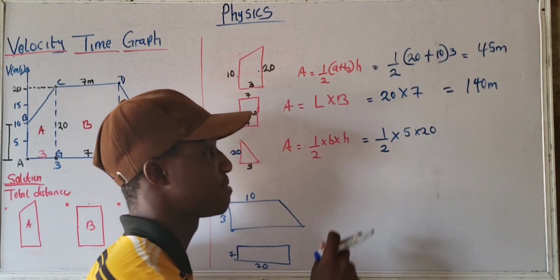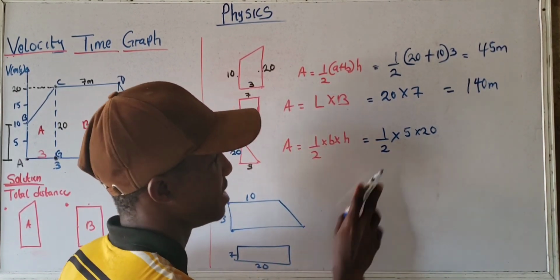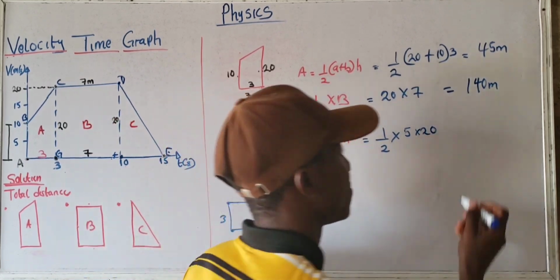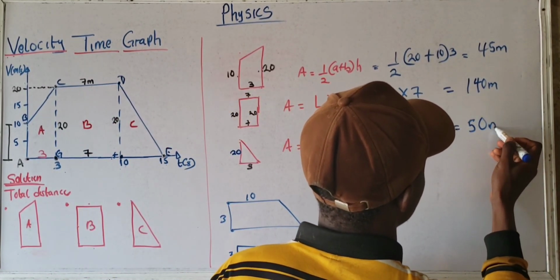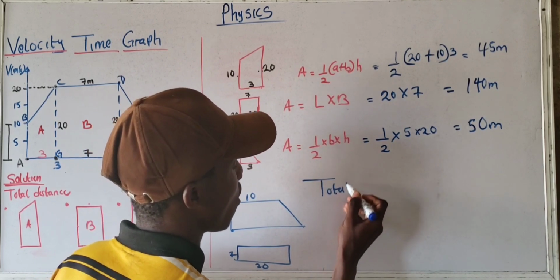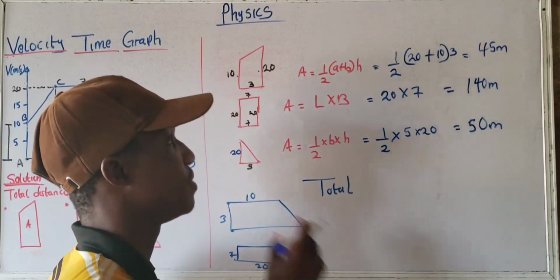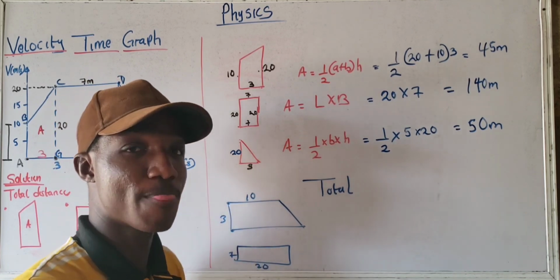Now for this, 5 times 20 is 100. 100 divided by 2, that is 50. So I'm going to have 50 meter. Okay? So the total distance is the summation of the area of individual figures that we have in our velocity time graph.